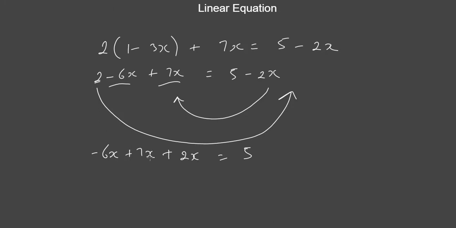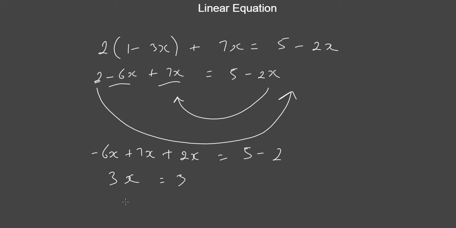So now you want to take it to the other side. The sign changes from plus 2 to minus 2. So now you want to add everything up. If you add up all of this, since they are like terms, that is, they have the same variable, you just add up or subtract their coefficients. So minus 6 plus 7 will give us plus 1. Plus 1 plus 2 gives 3x, which is equal to 5 minus 2, that gives 3.